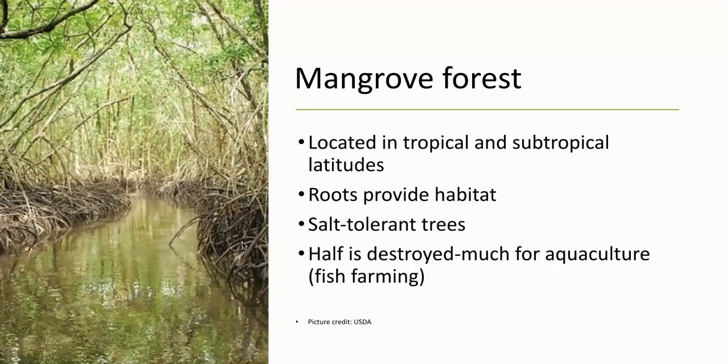The problem right now is that half of all our mangrove forest is destroyed. Much is for aquaculture, so fish farming. So these are good places they can put nets and pens in to raise fish for consumption. And we'll talk more about fish farming in another unit.